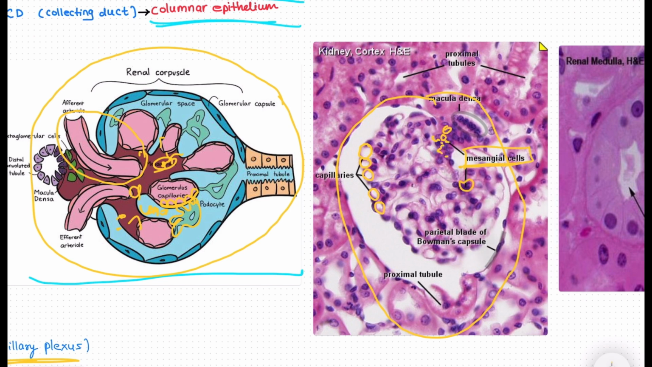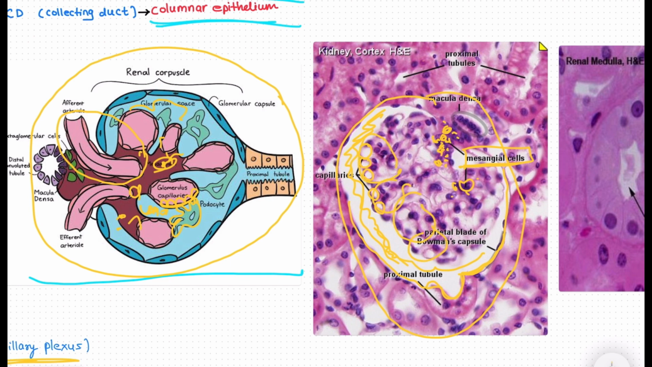This is the parietal layer of Bowman's capsule. Parietal is towards the cavity. And this is the space for urine formation, also known as the glomerular space. So this space is the glomerular space.